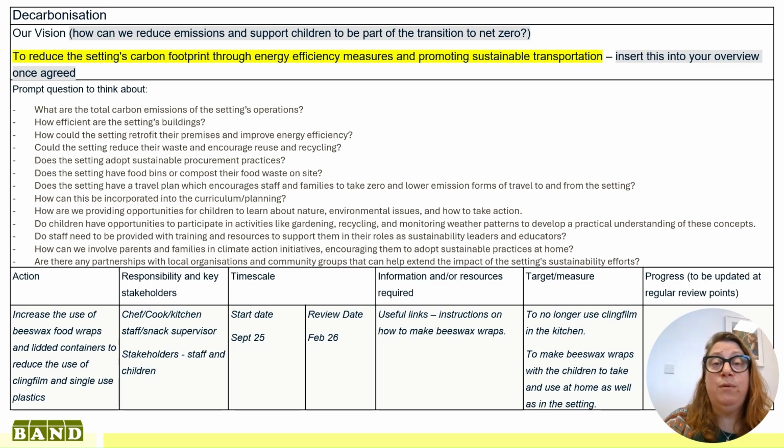Is there a grant available? Could we do that within our setting? Or could we talk to our landlord to see whether or not they would be interested in putting a heat pump in rather than being reliant on gas central heating anymore? So it's those sorts of things. It could be a large aspiration. We want to put solar panels on our roof. So part of the action plan could be investigate the finance and the impact on the running of the setting if we had solar panels fitted.